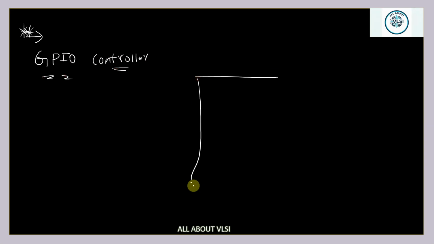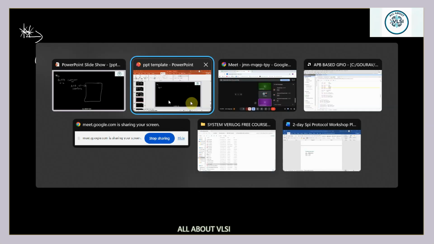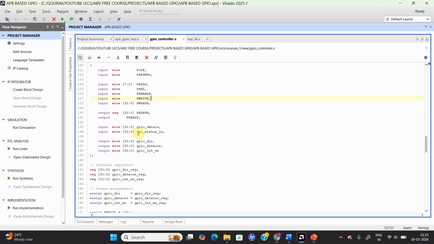So coming to my GPIO controller, which I'm going to have. This particular block diagram is going to have an APB interface with it. I'm not writing all the signals, so it is going to have the APB interface signals. Apart from the APB interface signals, this is also going to have GPIO data, which you can see. This we are going to get from the interface.